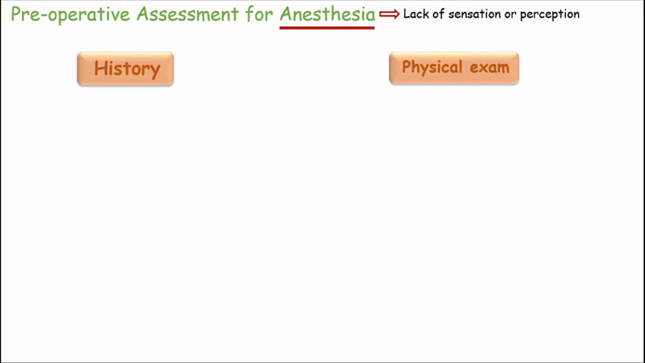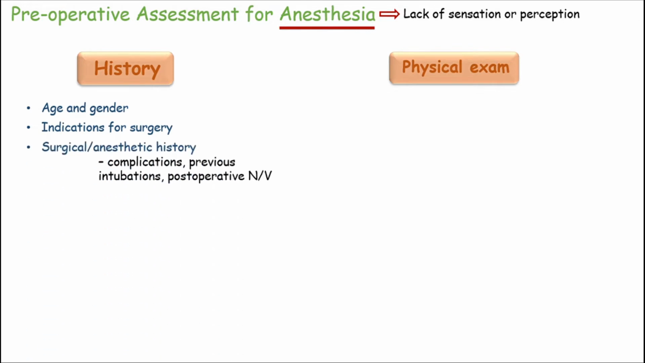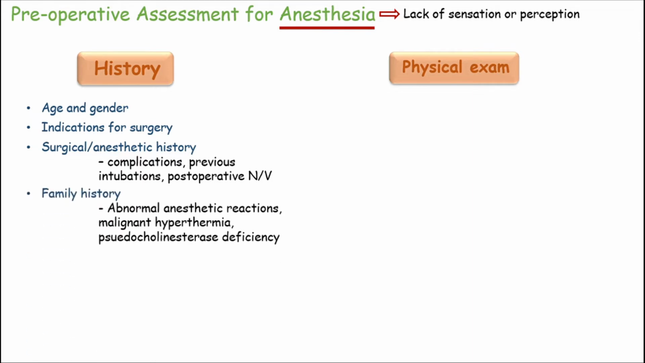Under history, we have to assess information regarding the age and gender, indications for surgery, surgical and anesthetic histories, for any previous complications, intubations, and for any history of postoperative nausea or vomiting. Family history, for any abnormal anesthetic reactions, malignant hyperthermia, or pseudocholinesterase deficiency. Medications, and any allergies they are known of. And at last, past medical history.